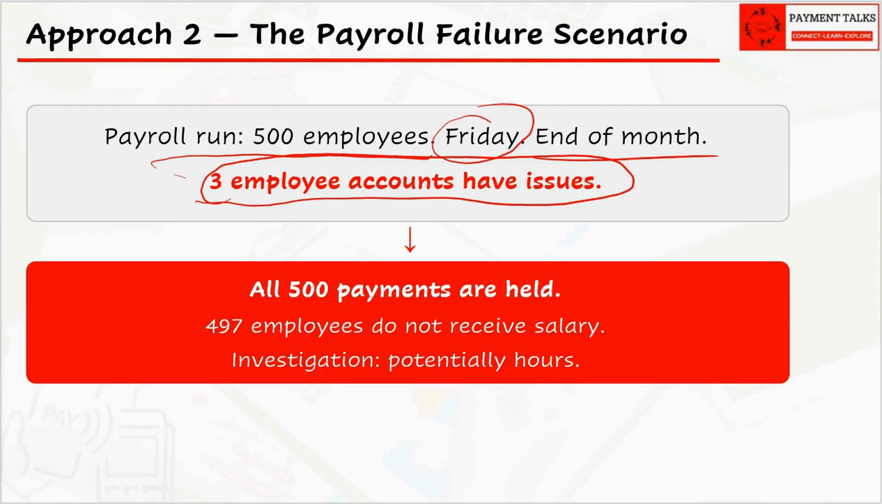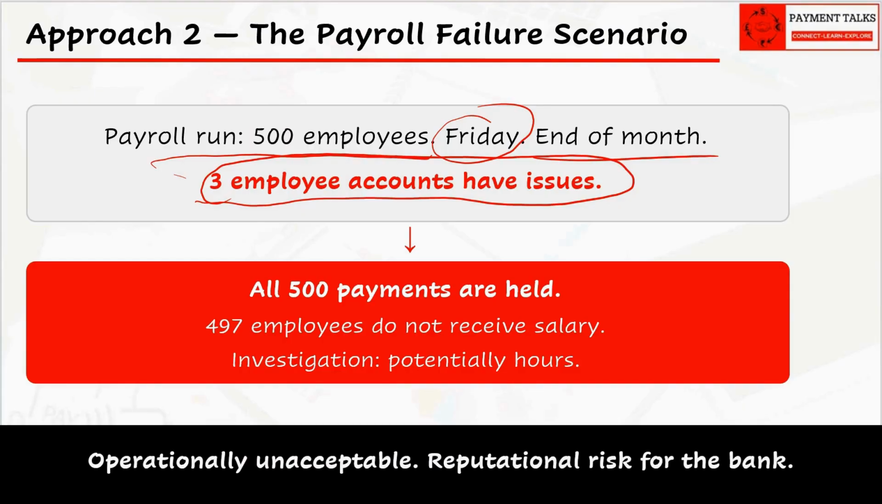The operations team must manually work through the exceptions before anything can proceed. Investigation takes hours. That is operationally unacceptable and it carries real reputational risk for the bank because the failure is visible to hundreds of real people on a Friday.